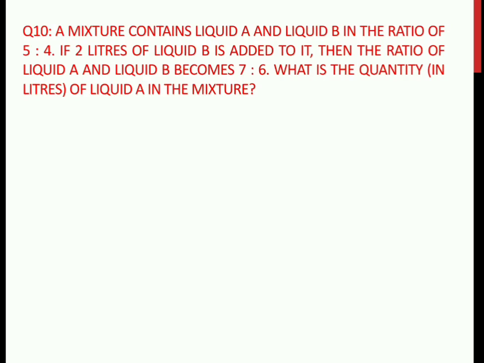Next problem, question number 10. A mixture contains liquid A and liquid B in the ratio 5:4. If 2 liters of liquid B is added to it, then the ratio of liquid A and liquid B becomes 7:6. Then we need to find out what is the quantity of liquid A in the mixture.